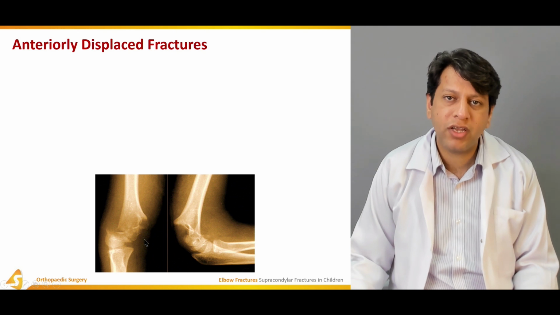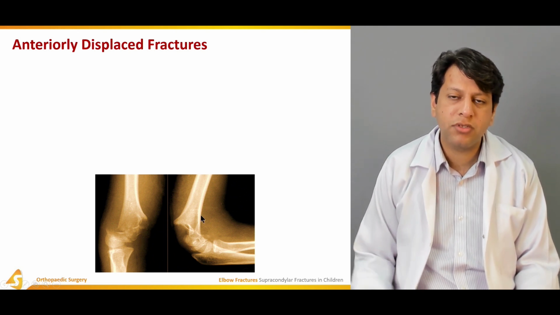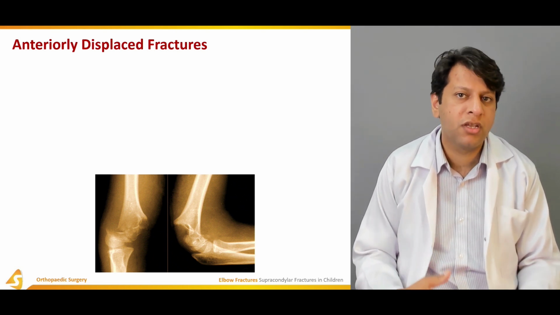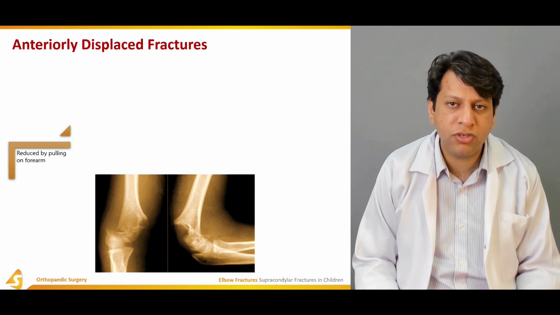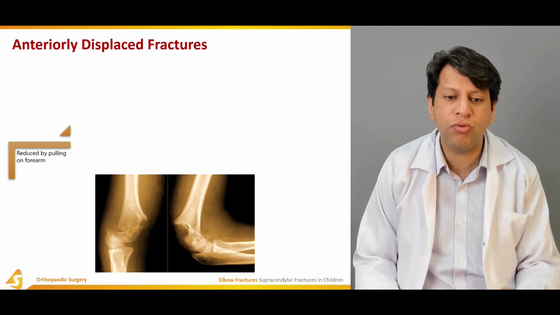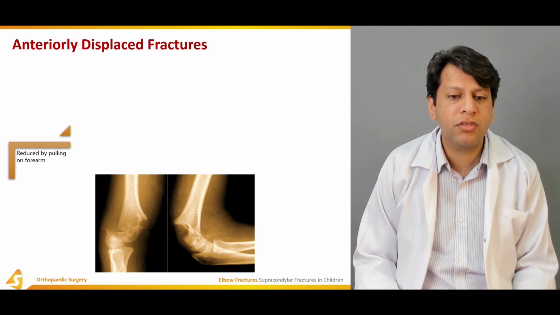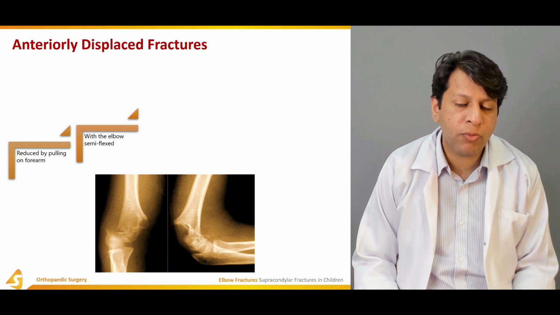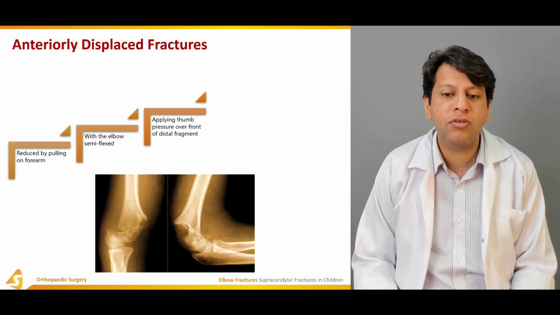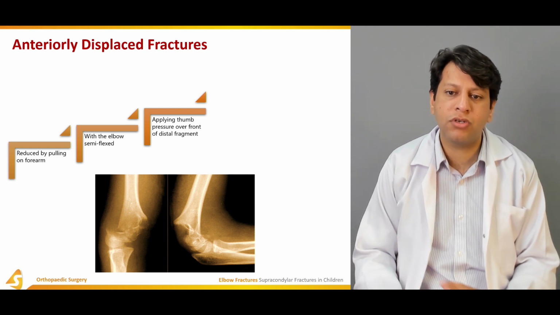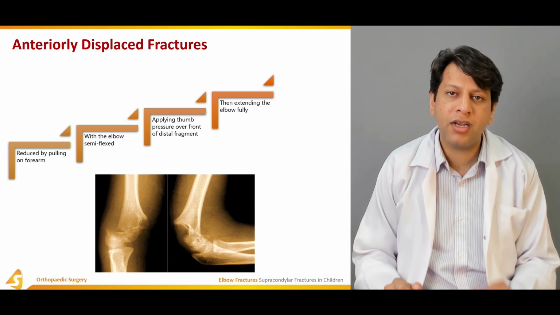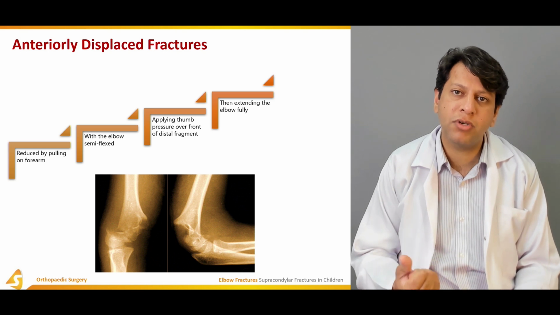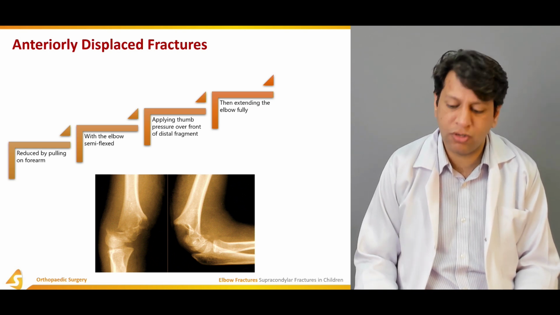Now this is a classical flexion type injury, and what happens is, an extension type injury is reduced by closed maneuver with flexion. A flexion type anterior injury will not be reduced by flexion, but rather by a different maneuver. First we have to reduce by pulling on the forearm, that is the applied traction. Then with the elbow semi-flexed, not flexed up to 120 degrees, apply thumb pressure over the distal fragment. We have to reduce the translation, and then extend the elbow properly, so that the fracture fragment, which was going anteriorly, is reduced back to its posterior location.